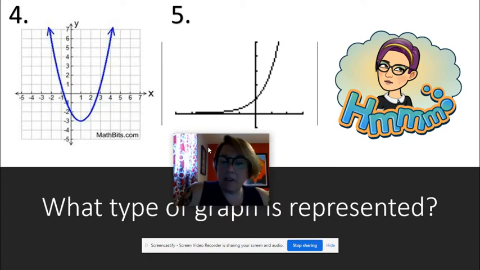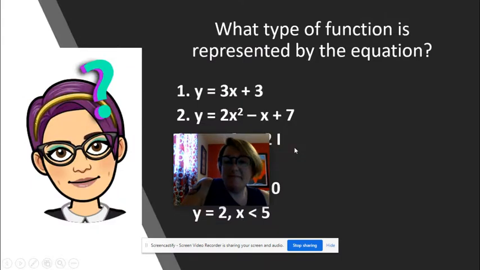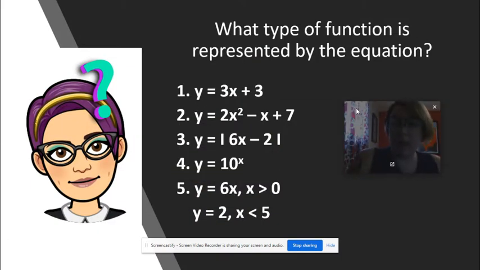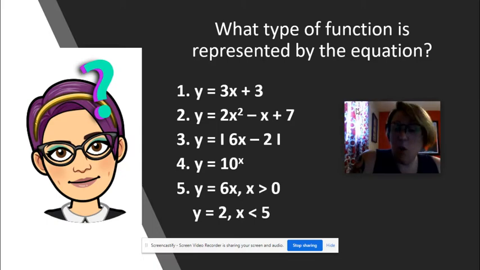All right, last 2, number 4 and number 5. Again, what type of graph is represented in these functions? And again, just pause your video to be able to answer these. And then lastly, if we look at the equations, what type of equations are represented here?